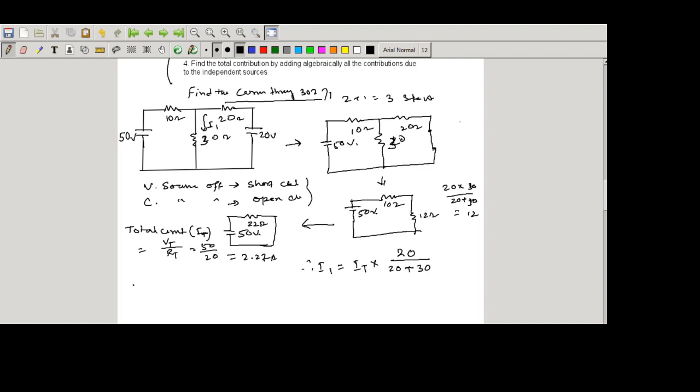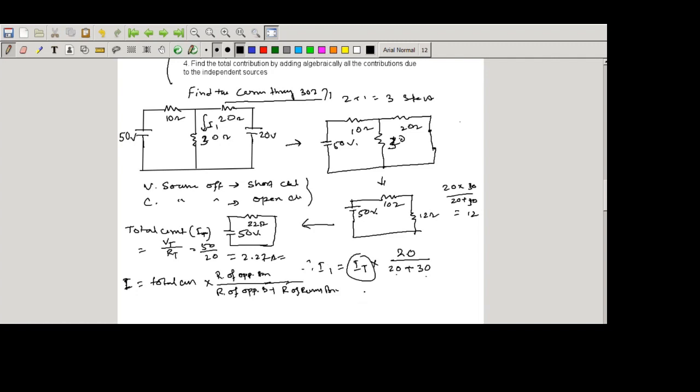So the current division rule says that I equals the total current times the resistance of the opposite branch divided by the resistance of the opposite branch plus the resistance of the running branch. The running branch means we have to calculate I1 through the 30 ohm resistance. That's why it is 30, and the opposite branch resistance value is 20. That's why you write 20 and 20 here. And the total current we already found here, 2.27.